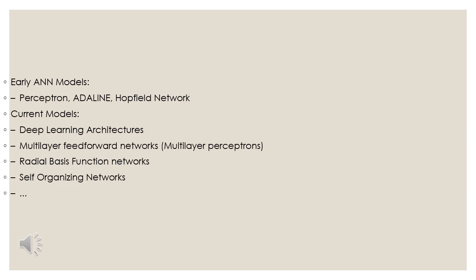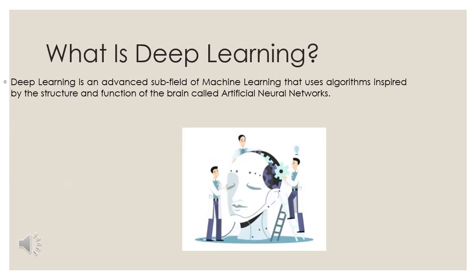But among the current ANN models, we have deep learning architectures, the multi-layer feed-forward neural network, which is also known as the multi-layer perceptron, the radial basis function network, and self-organizing networks. These are today's networks related to artificial neural networks. ANN is implemented in deep learning architecture, so we need to understand what is meant by deep learning. Deep learning is an advanced field of machine learning that uses algorithms inspired by the structure and function of the brain, called artificial neural networks.